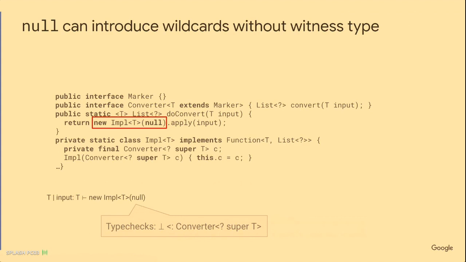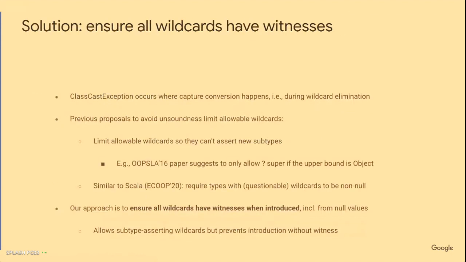And so taking those two together, if you look at this here, T is an unconstrained type variable. The compiler will let us instantiate that as a string, and then we can pass in a string, and it blows up. All right. So the ClassCastException occurs where the capture conversion happened, so during wildcard elimination.